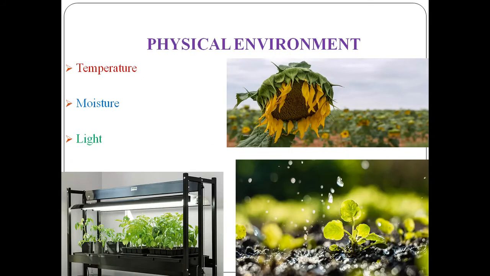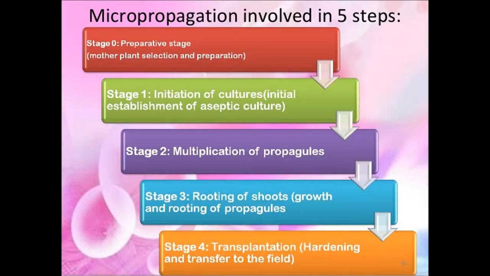Okay, now the physical environment. For the physical environment, there are three main points: temperature, moisture and light. We should give the appropriate temperature for the growth of a plant, appropriate moisture and light conditioning for the plant. It means we should have the best laboratory for micropropagation. In a laboratory, we should maintain these three main things for production.